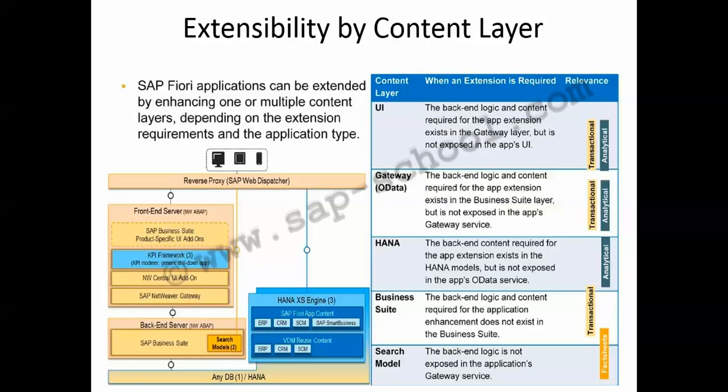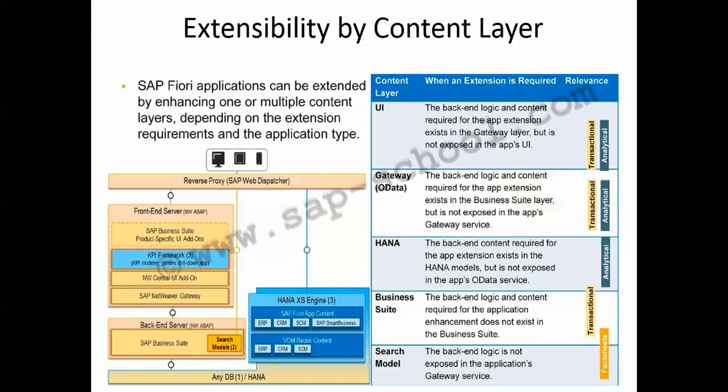For the UI content layer, the backend logic and the content required for the app extension exist in the gateway layer but are not exposed in the app's UI. They are relevant for the transactional and the analytical app. Then the content layer gateway, where our OData resides: the backend logic and the content required for the app extension exist in the business suite layer but are not exposed in the app's gateway service. They are again applicable for the transactional and the analytical app.